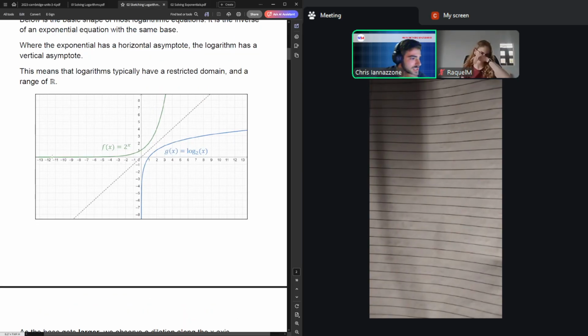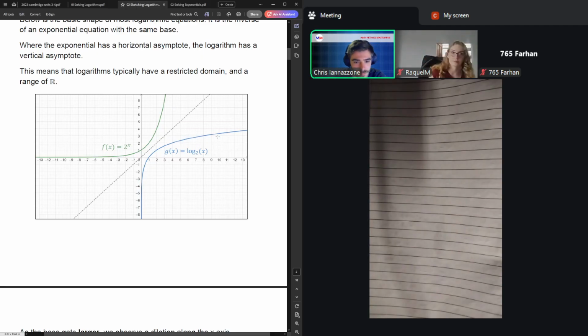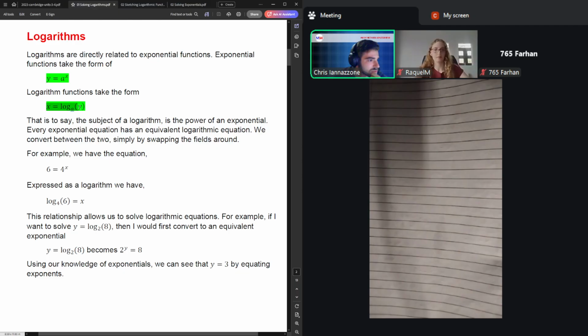For instance, the green line here is exponential, the blue line here is logarithmic. As x is getting bigger, it's still increasing over time, but the rate at which it's increasing is slowing and slowing. It's plateauing over time. But okay, so that's the reason why logarithms exist.